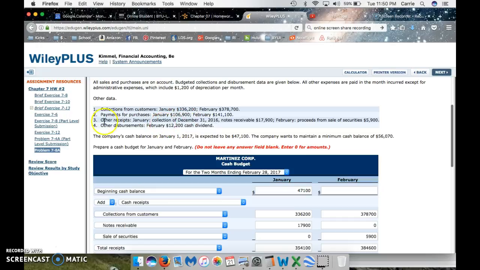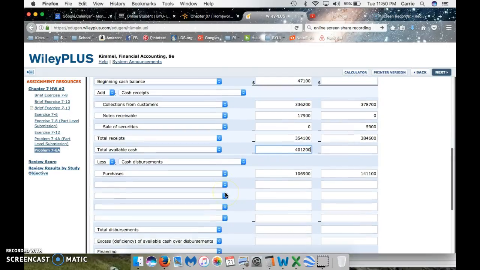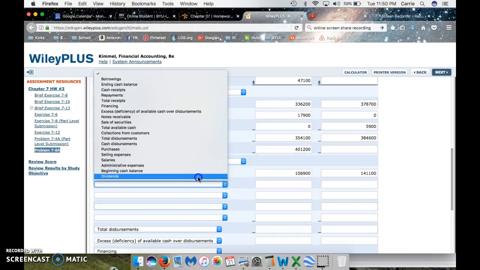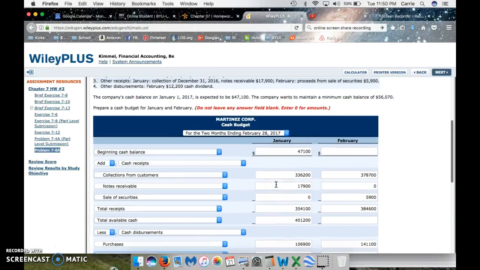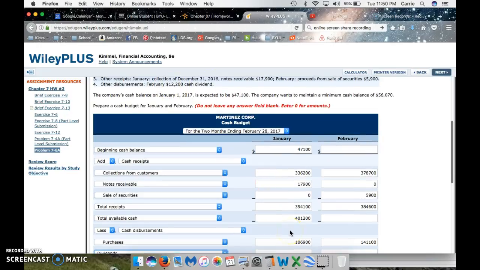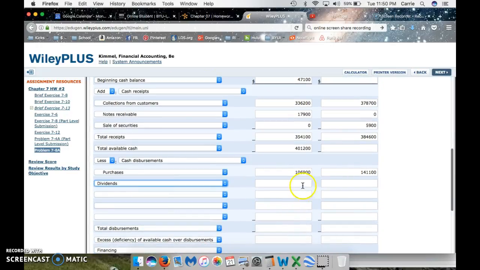See, we were here. Other disbursements. February has got a cash dividend. So, got dividend, and that was just for February. We don't have one for January, so January is a 0, and February gets the 12.2.